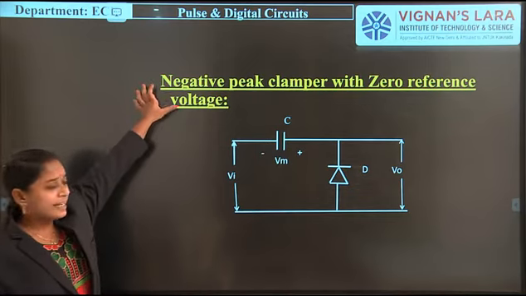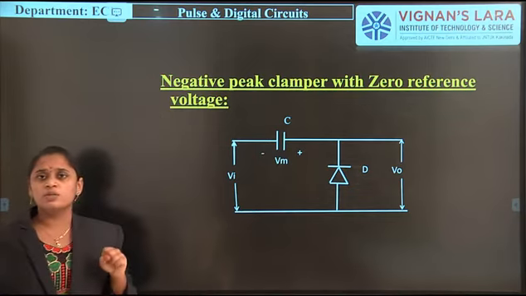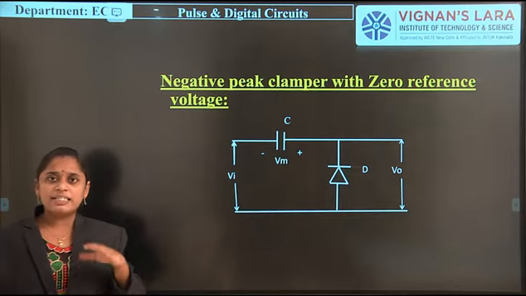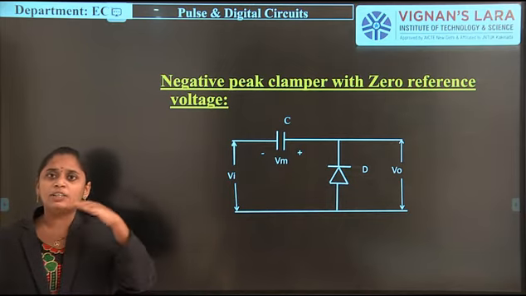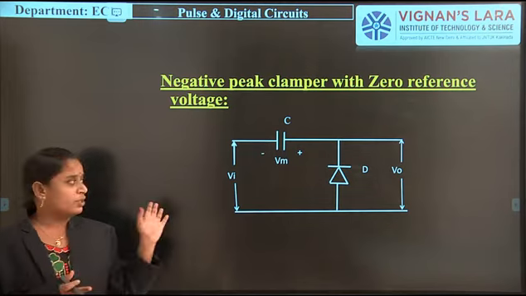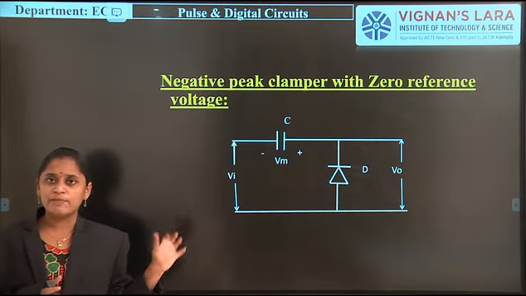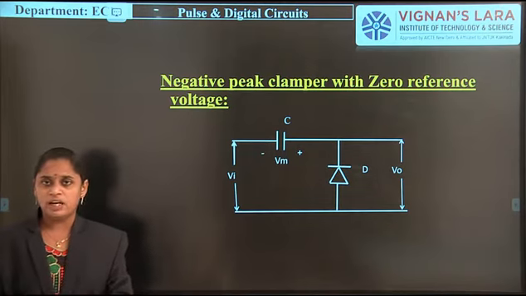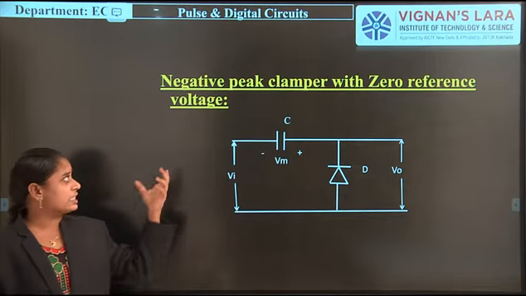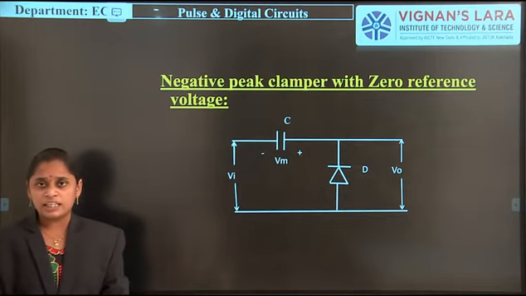So that is a negative peak clamper or a positive clamper. The name itself says it shifts the signal to the above DC level. So by using this clamper we shift the signal above the DC level. That is the major thing about this clamper. So first, what is the condition and what is the output waveform we have to observe here.